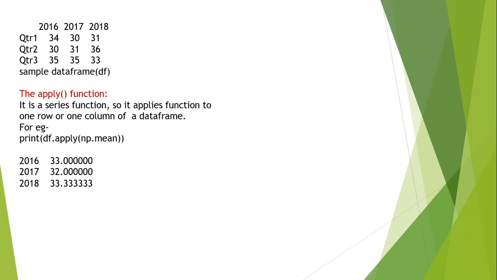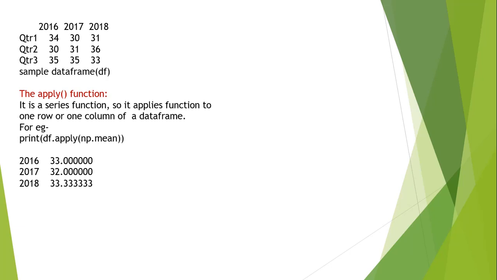Why is it so? You can see that the sample data frame is also given. For the 2016 column, we have the elements 34, 30 and 35 in QTR1, QTR2 and QTR3 respectively. Mean means to take out the average. So when we add 34, 30 and 35, you get 99. This 99 is to be divided by 3 to get the average, or the mean. So 99 divided by 3 gives you 33.00000. In a similar way, the other elements have also been treated.